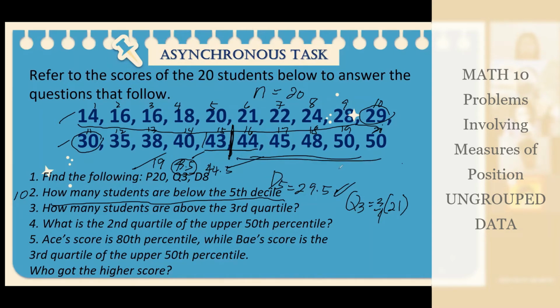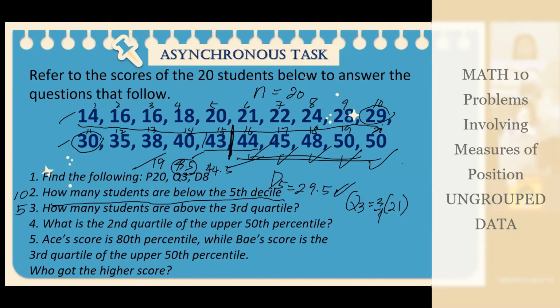Jonas, please count. How many students are above the 3rd quartile? Ayan, tingnan nyo lang yung screen at bilangin. 5. 5 ba? Let's see. What are those? 1, 2, 3, 4, 5. Okay, check. So there are 5 students who are above the 3rd quartile. Next, what is the 2nd quartile of the upper 50th percentile? So, hindi na rin kailangan i-solve yan. It's about analysis and looking at the given.